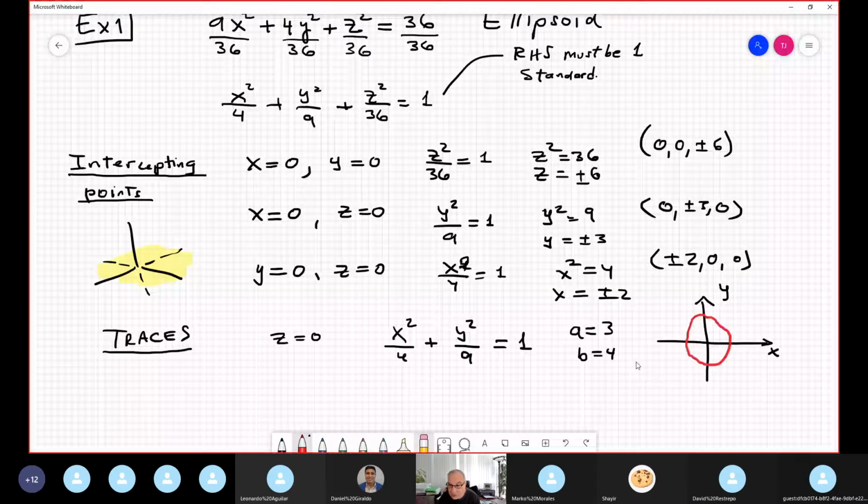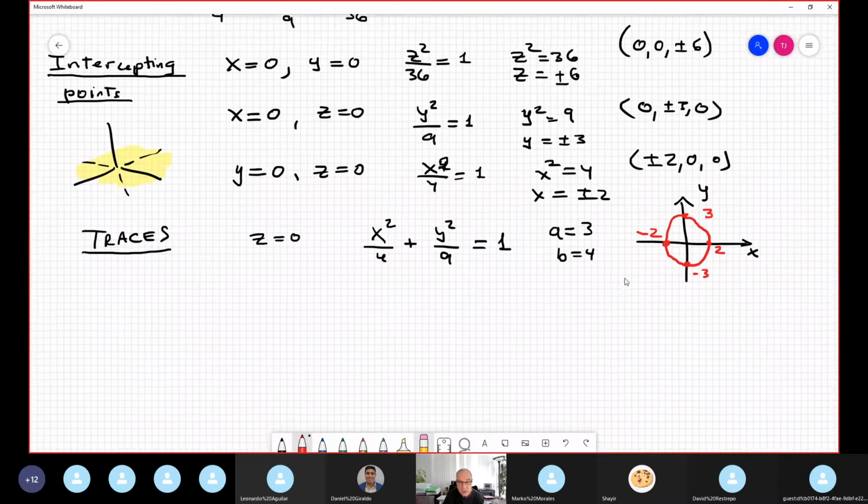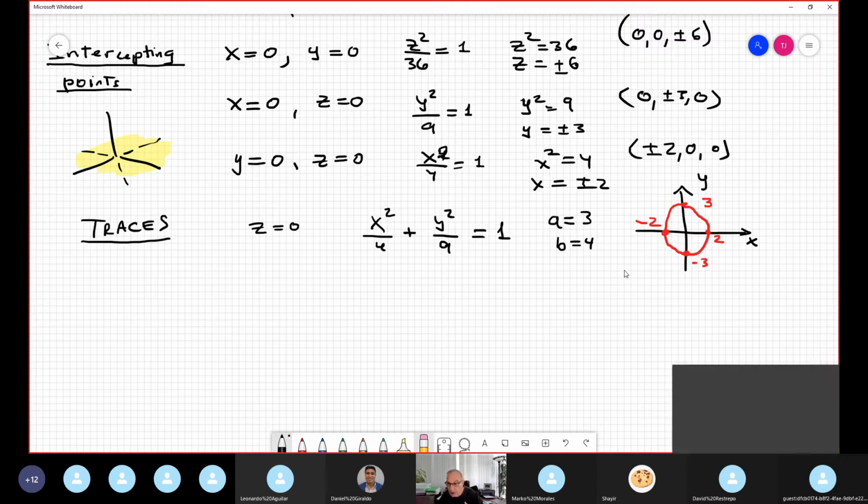Well, this distance is 3, because the major axis lies on the y. And this distance is 2. This is 2, of course, this is minus 2, and this is minus 3. I promise you'll see it in detail now in GeoGebra. Do you understand this idea or no? Confusing, or clear? Okay, the trace is a plane.